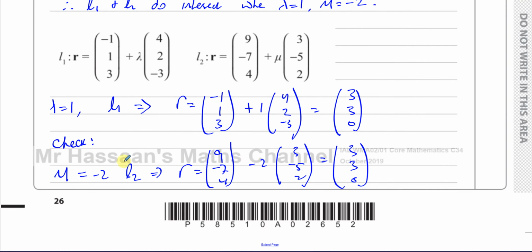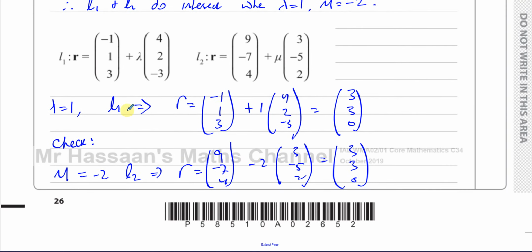But here's a way to check that we got the right answer, that we haven't made a mistake. The values we got for lambda and mu take this line and this line to the same place. That's where they intersect, basically. So there's the answer to part A of this question. We've shown that they meet, and we found the point of intersection.